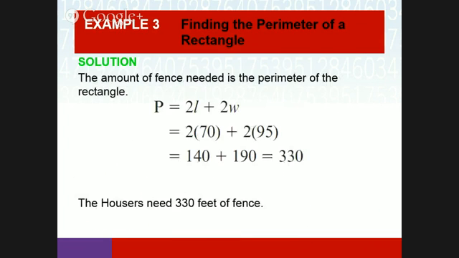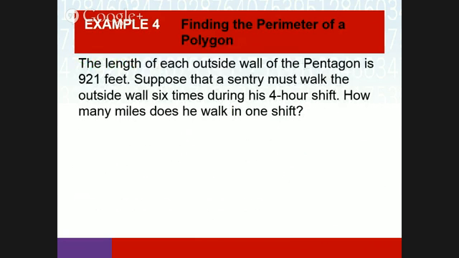Right, so you kind of feel like you're going back to middle school. The length of each side of the wall of the pentagon is 921 feet. Suppose a sentry must walk outside the wall 6 times during his 4-hour shift. How many miles does he walk in one shift? This is an example where they give it to you in feet, but want your answer in miles. There are 5,280 feet in a mile. We need to know small stuff like that. If it comes up, I'll give it to you. But some things are pretty basic, like 12 inches in a foot, 3 feet in a yard, 5,280 feet in a mile.